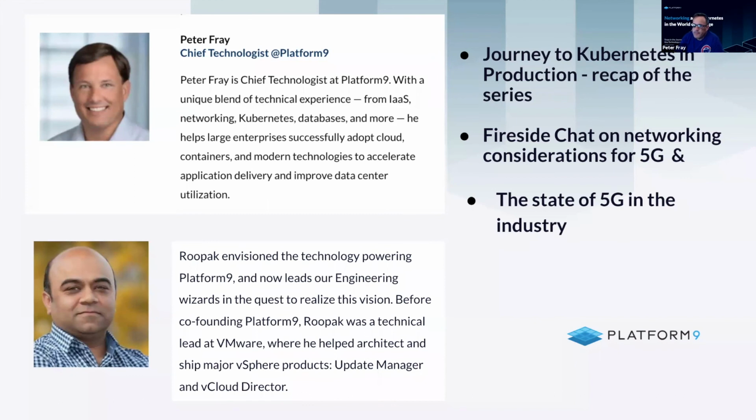Thanks, Peter. Hi, folks. My name is Rupak Parekh. I'm one of the founders as well as CTO at Platform9. I'm deeply entrenched in the technology at Platform9, and specifically working with some of the partners that we have in the 5G arena and working with Kubernetes. Looking forward to this conversation.